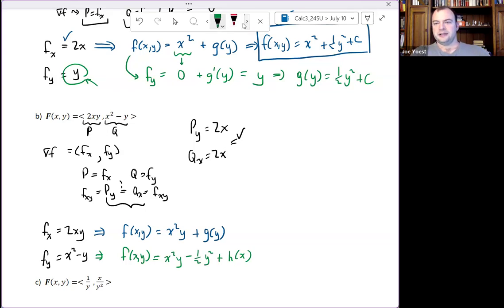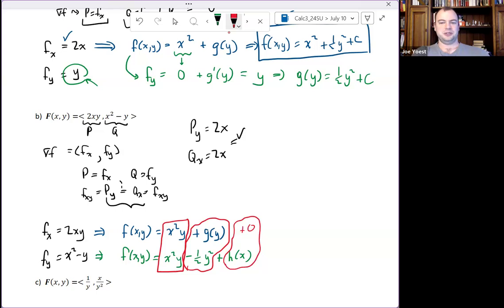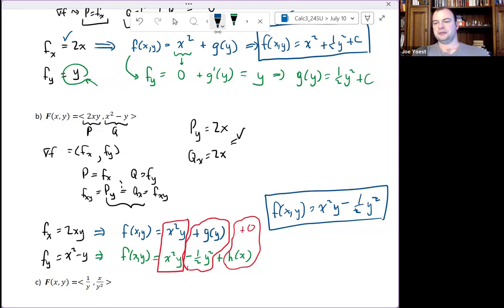Well, I see that now when I pair things off, x squared y is in both of them. I see that g of y has to be minus 1/2 y squared. And I see that h of x, well, I guess just has to be 0. So my f of xy equals x squared y minus 1/2 y squared, and then plus 0. And I suppose we could throw on a plus c here if we wanted to.